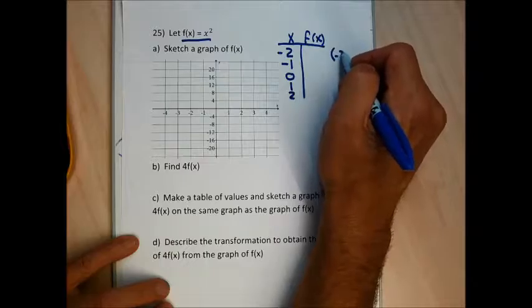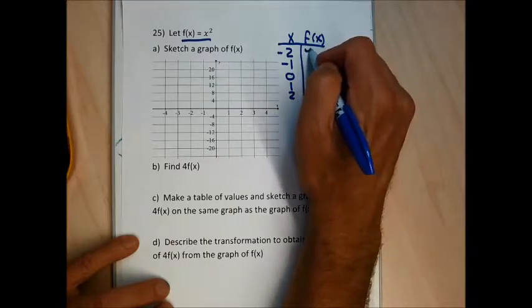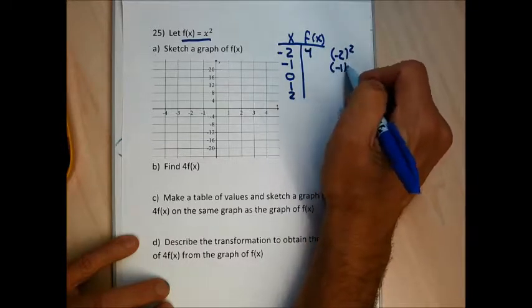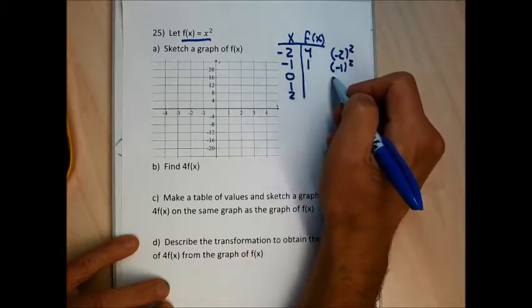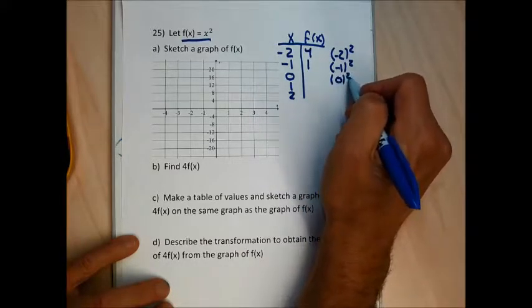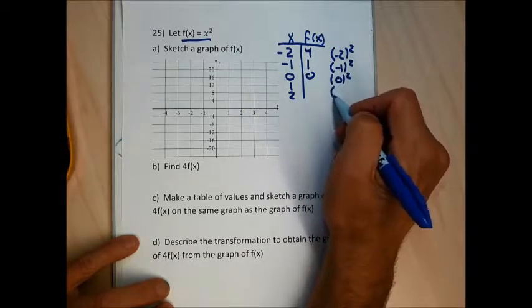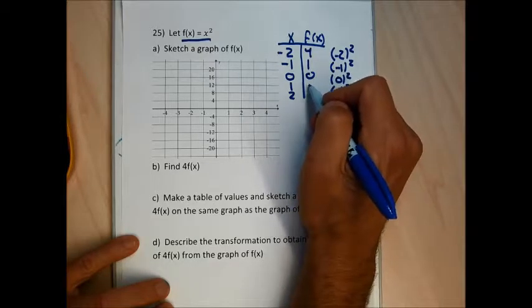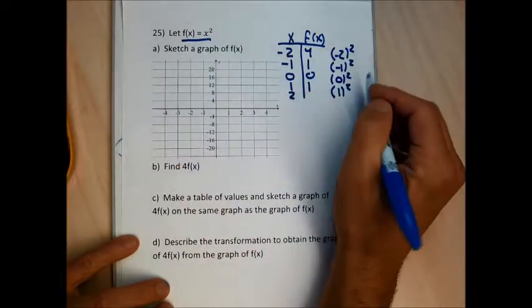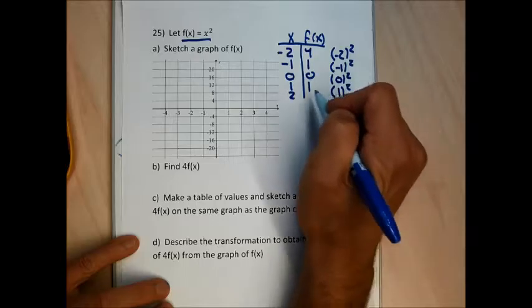So the first y is going to be -2 squared, which is positive 4. The second y is going to be -1 squared, which is positive 1. The third y is 0 squared, which is 0. The fourth y is 1 squared, which is 1. That's just changing each of those x's to the number. And then the last is 2 squared, which is 4.